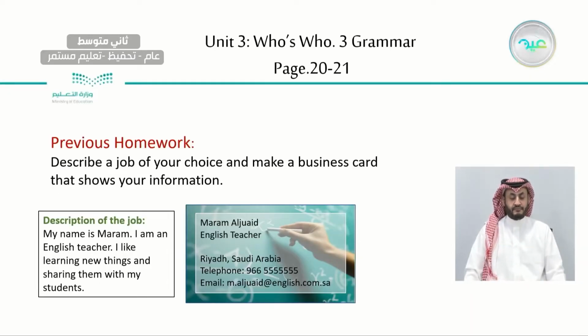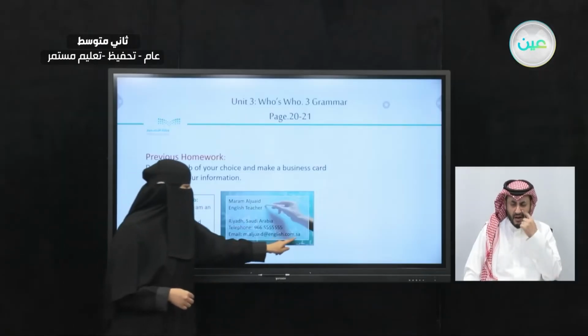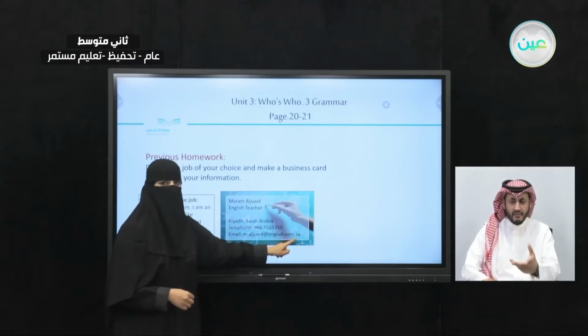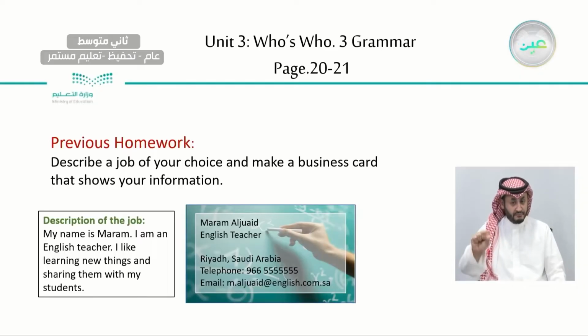This is the description of my job and this is my business card. So what is the description here of my job? My name is Maram. I am an English teacher. I like learning new things and sharing them with my students. And you can see here my business card. I wrote my name, my job title, my address, my phone number, and lastly my email. But I want you to take a look at the end of the email. What do you see here? We have the letters SA for Saudi Arabia.